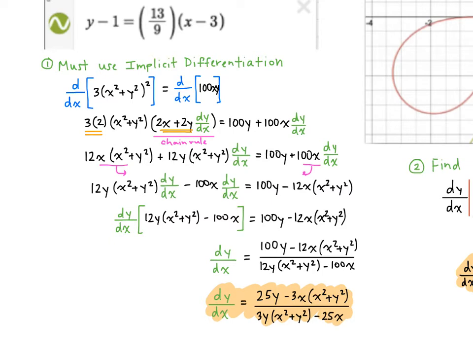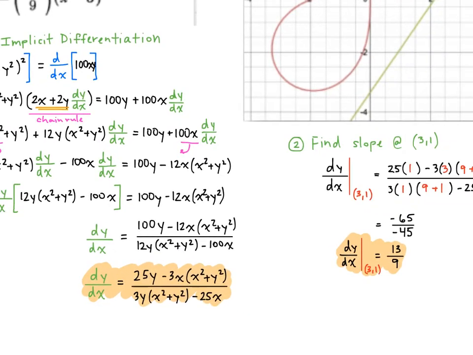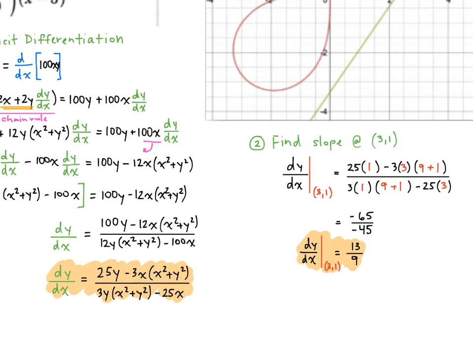Now I want to evaluate that at the point (3, 1), because that's what it asked us to do. So I have the equation of our slope, and now we're just plugging in that point (3, 1). Some notation you should be familiar with: dy/dx with this bar tells us we are evaluating dy/dx at the point (3, 1). That's that notation. You're going to see that often.